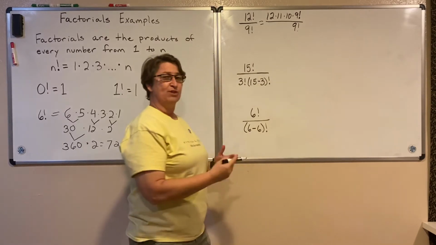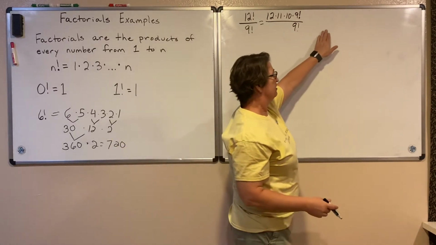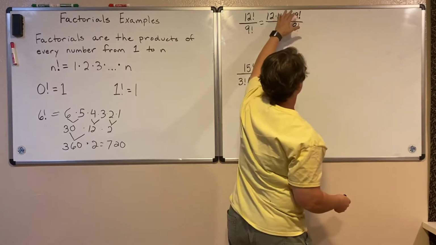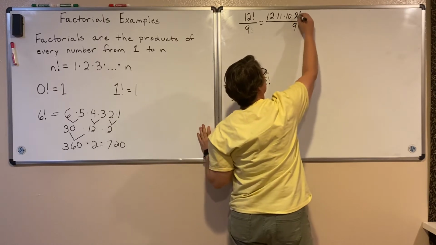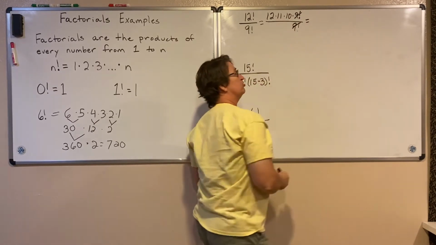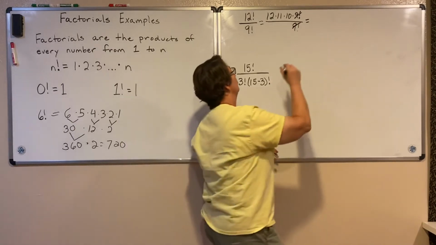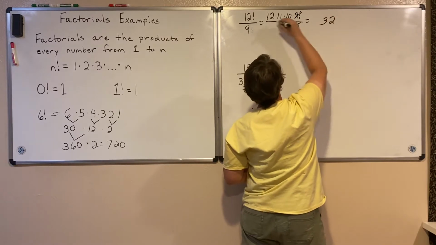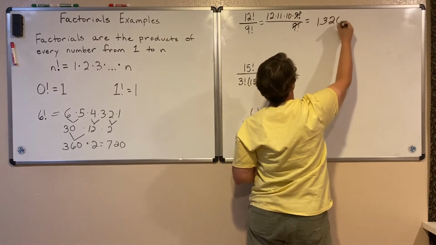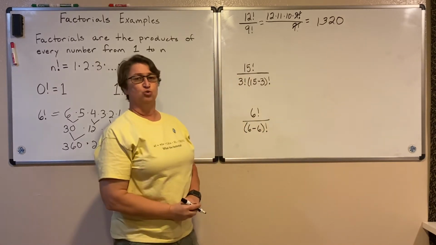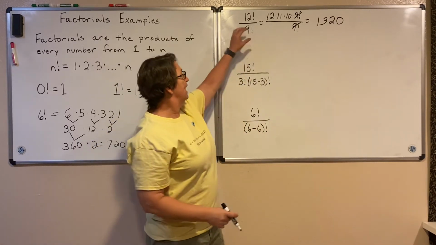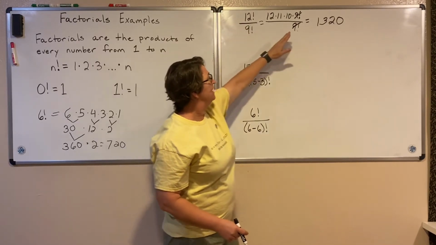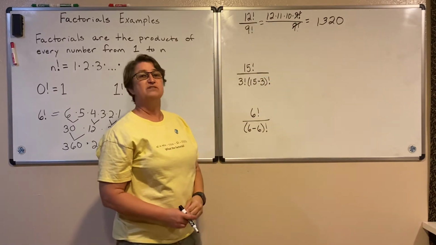And now I have the same thing on top, 9 times 8 times 7 times 6 times 5 times 4 times 3 times 2 times 1, as I do on the bottom. Bottom and top are the same. So this divides to be 1, and it just leaves me with 12 times 11 times 10. Well, 12 times 11 is 132, and 132 times 10 is 1,320. So if you can see below to stop at a factorial, it makes it a little bit easier to simplify.